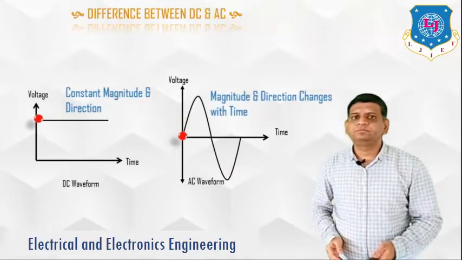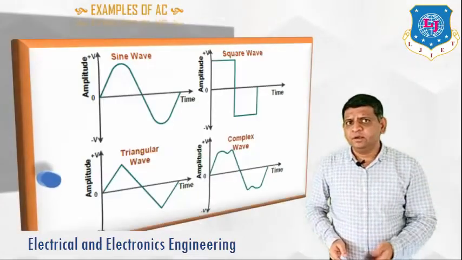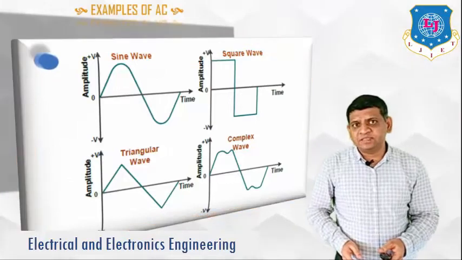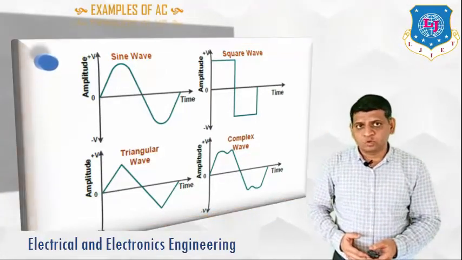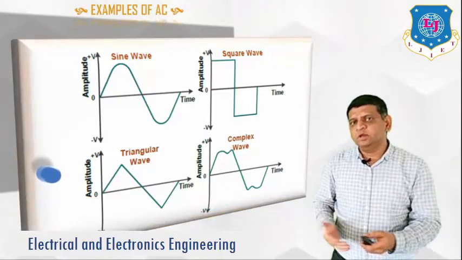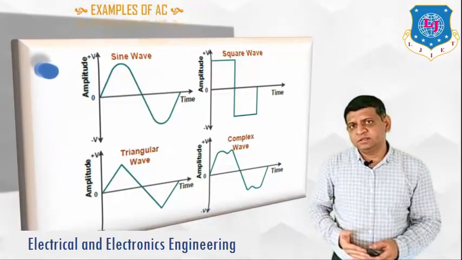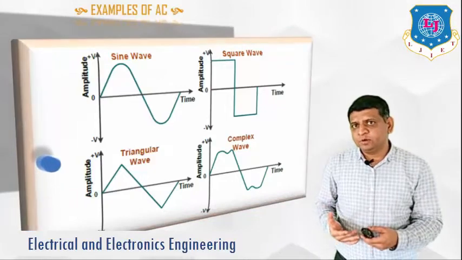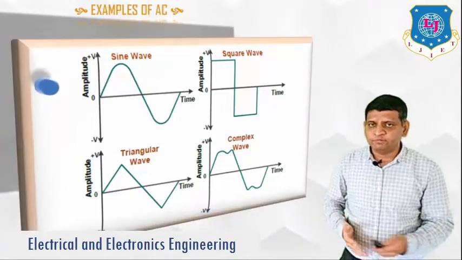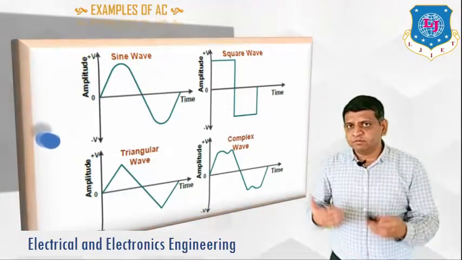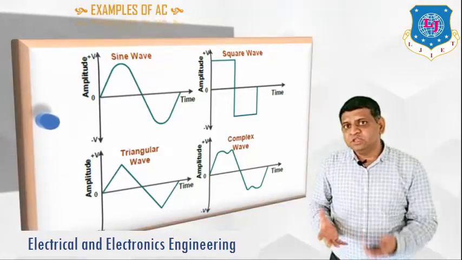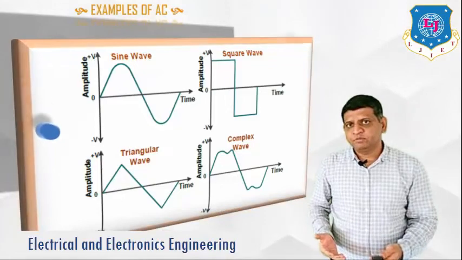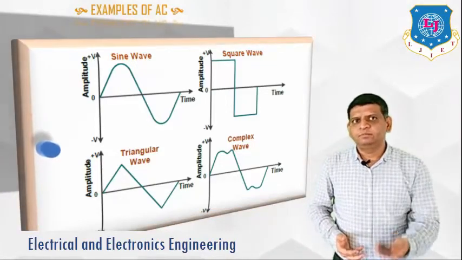Now you can check here the different examples of AC signals. One signal is a sinusoidal signal, another is a square wave signal, where the magnitude alternates. For a certain period of time it is positive, and for a certain period it is negative. You can further check the triangular wave and complex waves. All of them change their magnitude with respect to time.